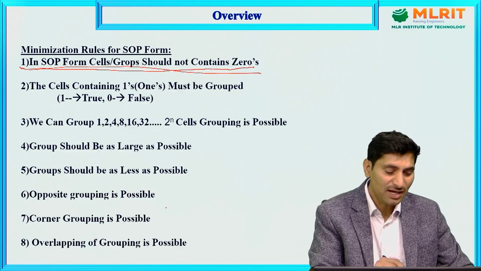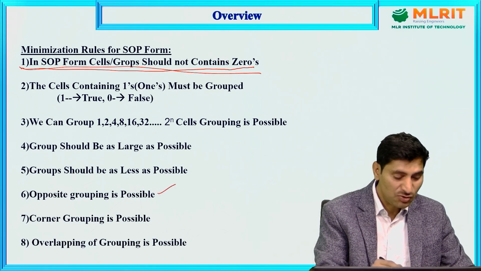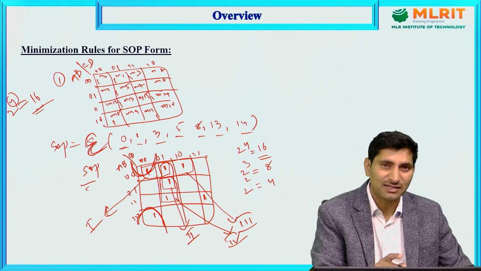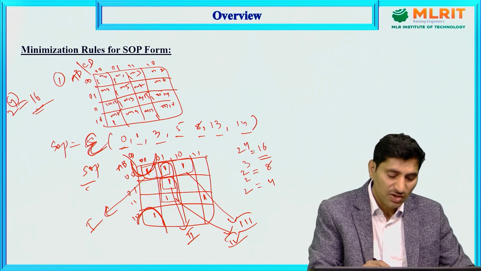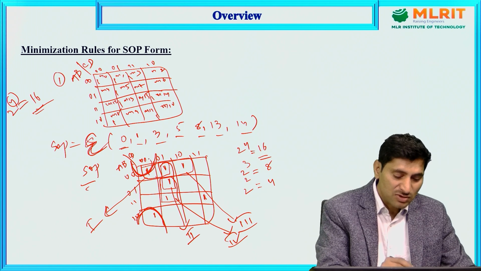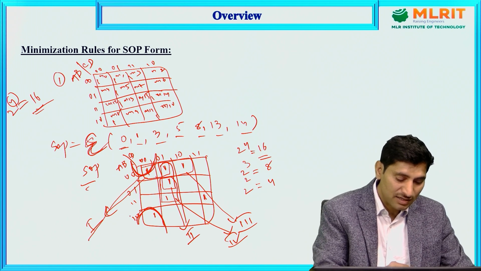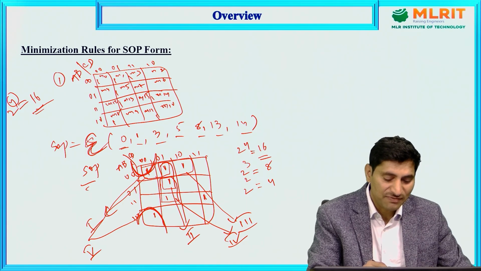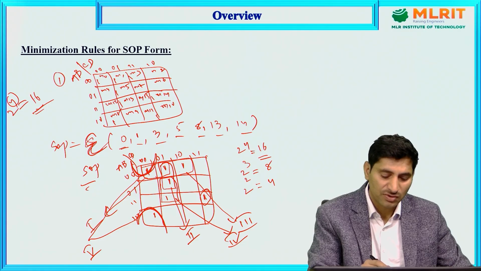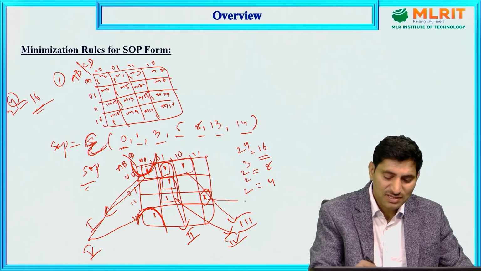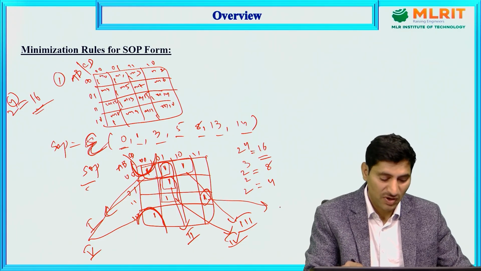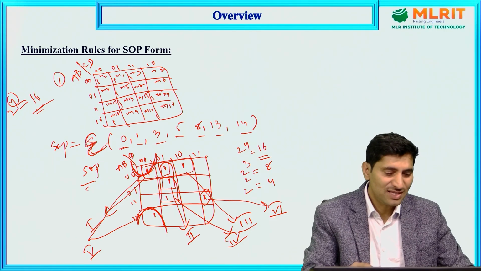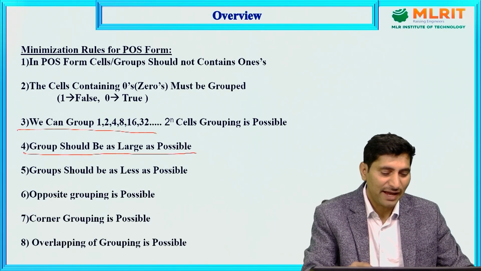One more rule is there. That is, opposite grouping is possible. Okay. And that group should be very large. So we can group this cell and this cell. This is the fifth group. Now this was left and this is not combining with any other group. Okay. So next highest we have to see is one-cell grouping. So this is the sixth group. So these are the minimization rules for SOP form.